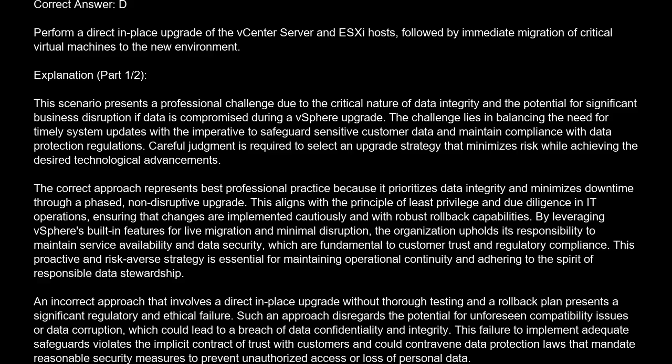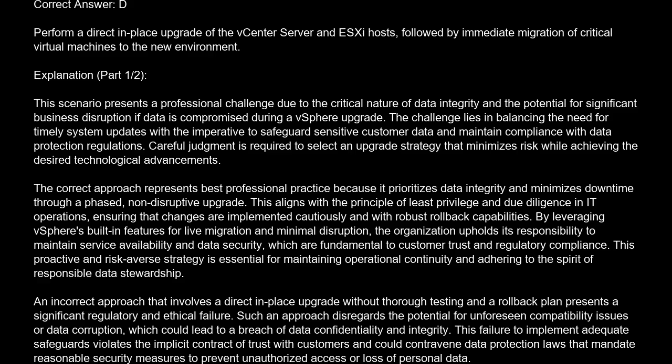The correct approach represents best professional practice because it prioritizes data integrity and minimizes downtime through a phased, non-disruptive upgrade. This aligns with the principle of least privilege and due diligence in IT operations, ensuring that changes are implemented cautiously and with robust rollback capabilities. By leveraging vSphere's built-in features for live migration and minimal disruption, the organization upholds its responsibility to maintain service availability and data security, which are fundamental to customer trust and regulatory compliance. This proactive and risk-averse strategy is essential for maintaining operational continuity and adhering to the spirit of responsible data stewardship.